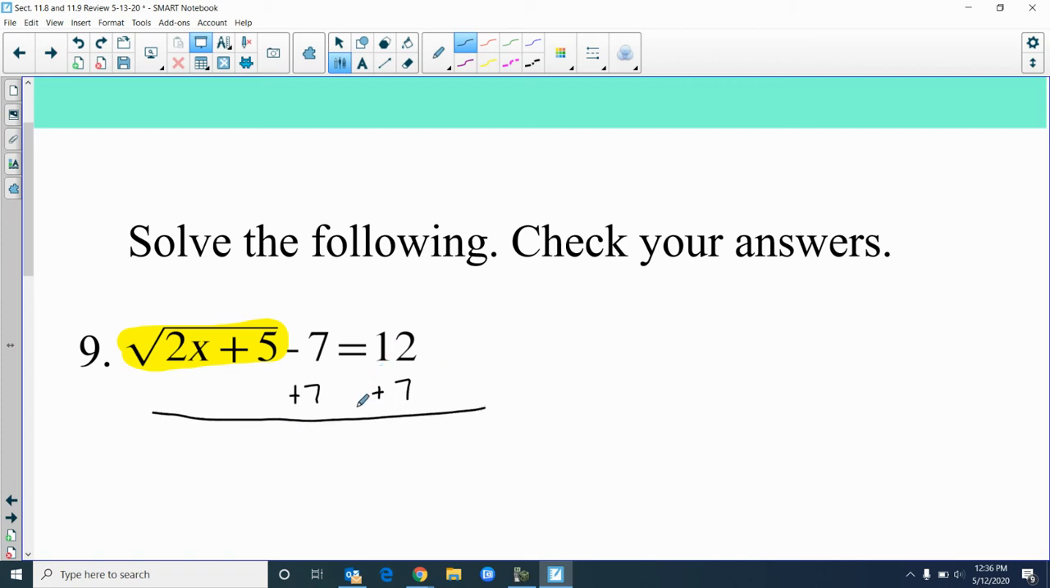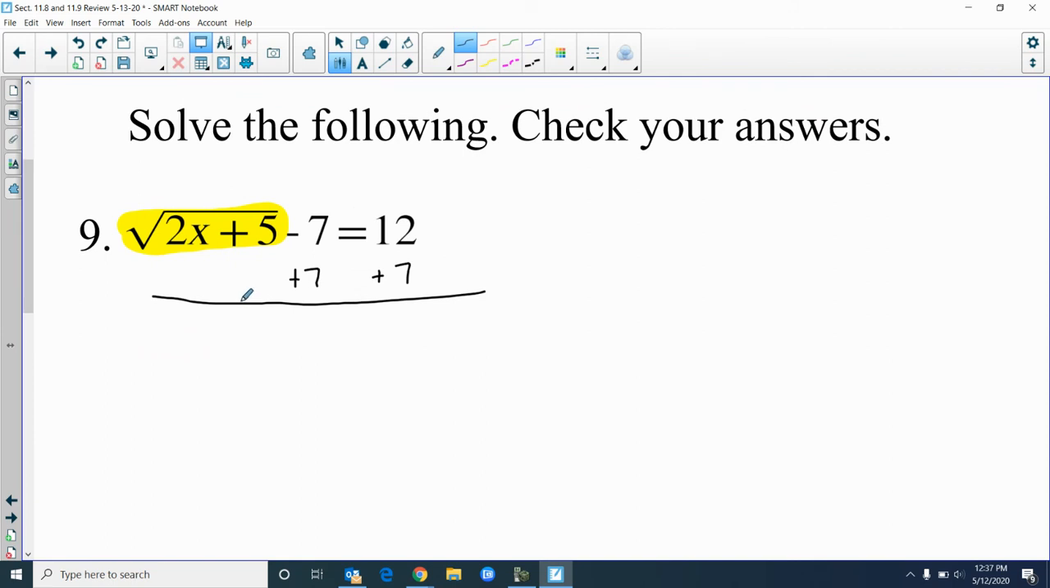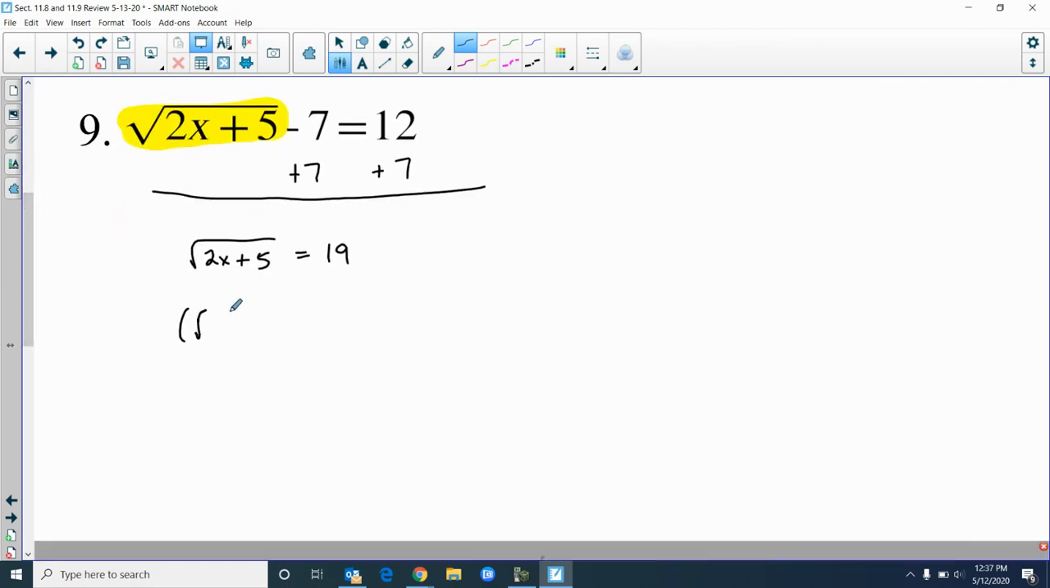So I have to add 7. And now this gives me the square root of 2x plus 5 equals 12 plus 7, which is 19. Once you get to this point, and the square root is isolated, you square both sides. Now from Monday's notes, we talked about when you square a radical, basically the square and the radical cancel, and you're left with what's on the inside.